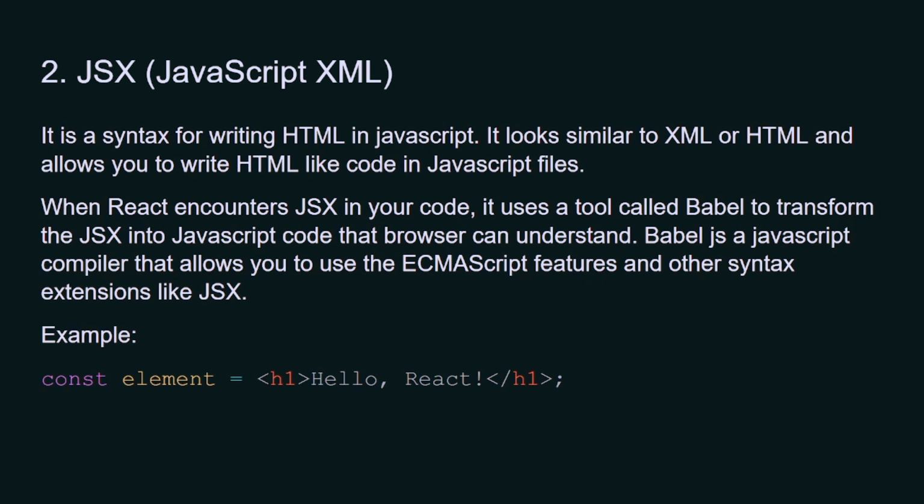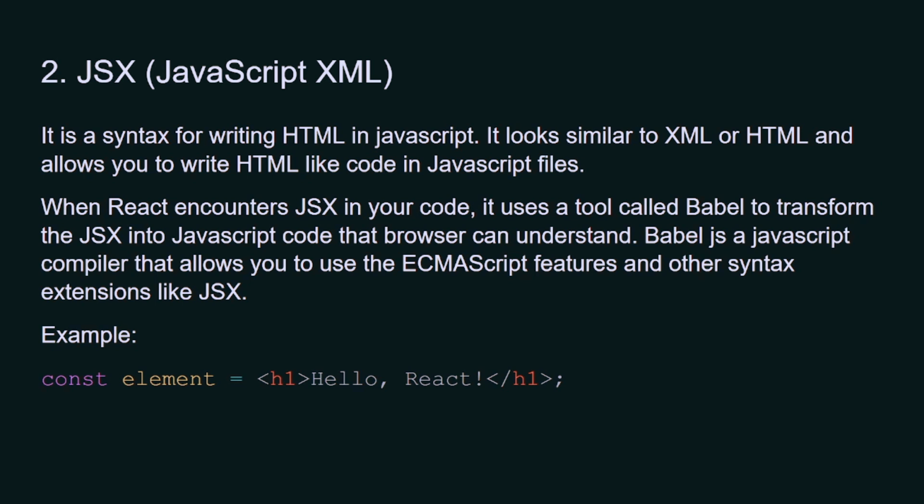Now after components we have JSX, or you can say JavaScript XML. It is a syntax for writing HTML in JavaScript, and it looks similar to XML or HTML, and it allows you to write HTML-like code in JavaScript files. When React encounters JSX in our code, it uses a tool called Babel which helps to transform the JSX into JavaScript code that the browser can understand.